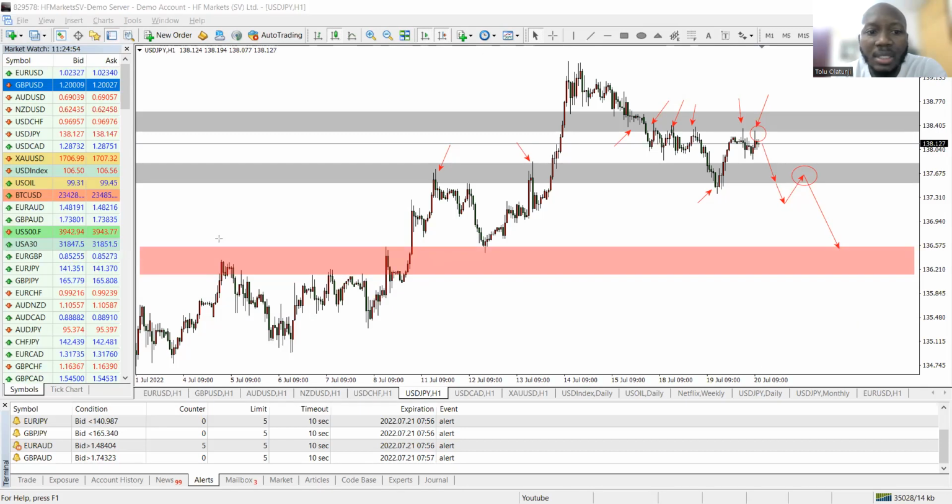Flip zones are based on support and resistance. It is something that I'm big on. Here you have resistance, resistance, resistance. You can see support, support here, right? So this is something to pay attention to.